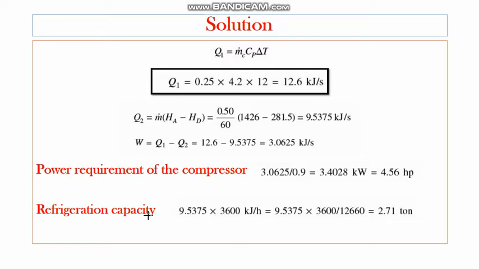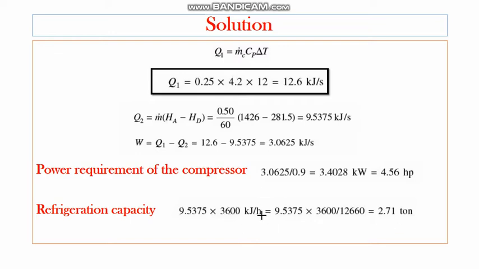Refrigeration capacity, which will be at the bottom, is nothing but Q2. So I am taking the Q2 value. The unit of this is kilojoule per second. I want it in terms of tons. In order to convert it into tons, we first need to convert this into kilojoule per hour, so I am multiplying by 3600.